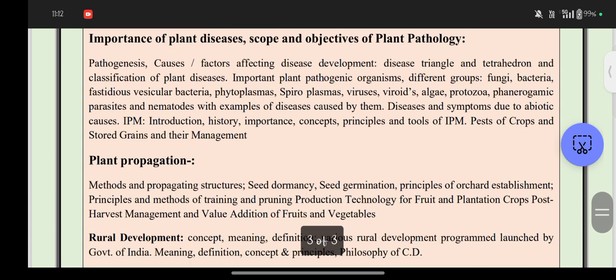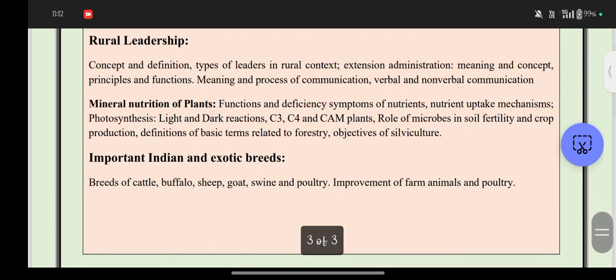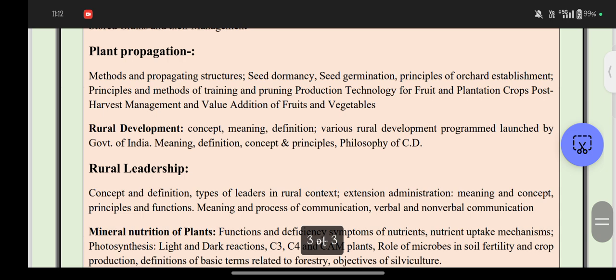Importance of plant disease, its scope and plant pathology, and also plant propagation, methods of propagation, structure, seed dormancy, seed germination, principles of orchard establishment, principles and methods of training and pruning, production technology for fruits and plantation crops, post harvest management and value addition of fruits and vegetables.